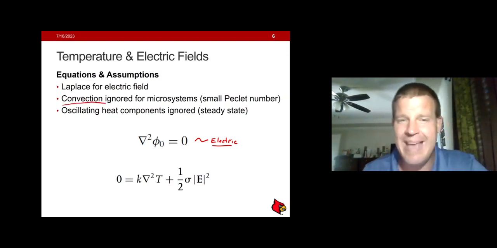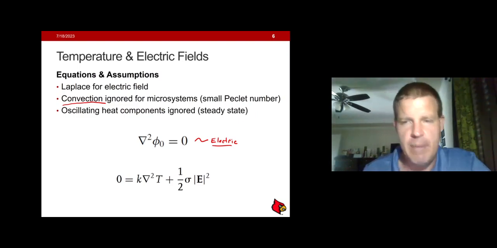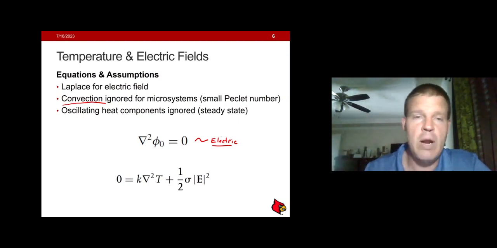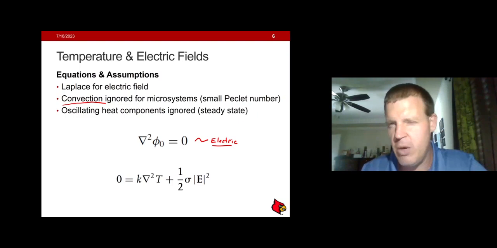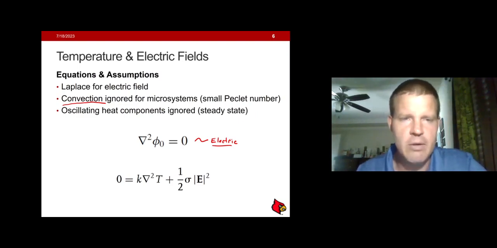And usually you can ignore convection for microfluidic systems because it has a small Peclet number. We will go over some instances where you should not ignore it, or at least you should be aware of errors that happen under certain circumstances. We'll go over that in a little bit.